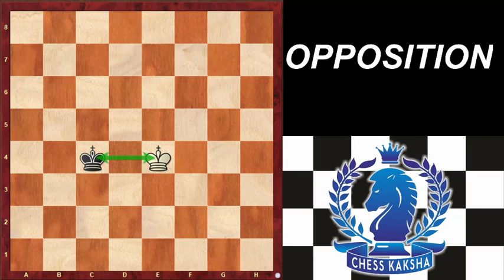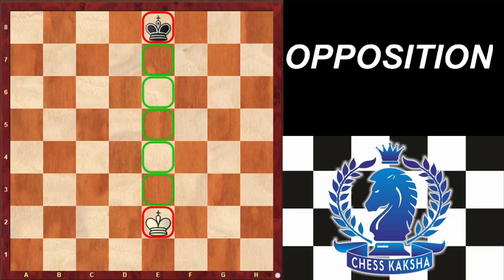This is the example of horizontal opposition. When both kings are standing on the same rank and are separated by one square, it is called horizontal opposition. This is the example of diagonal opposition. When both the kings are standing on the same diagonal, this is called diagonal opposition.